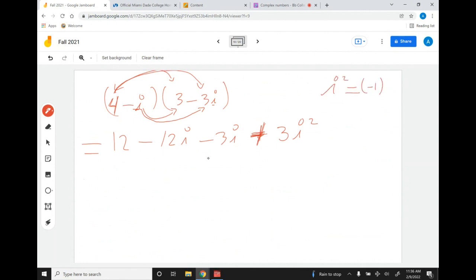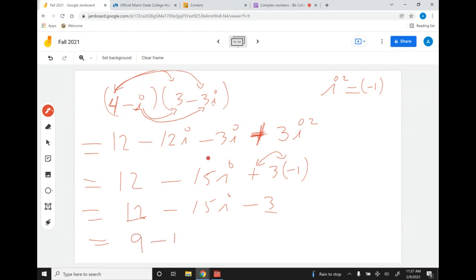All right, so now I'm going to do this a little bit faster. So this will be 12 minus 15i. Now this will turn into plus 3 times negative 1. Then you multiply those two signs and you get negative 3. And your final answer will be 12 take away 3. Okay, that gives you 9 minus 15i.